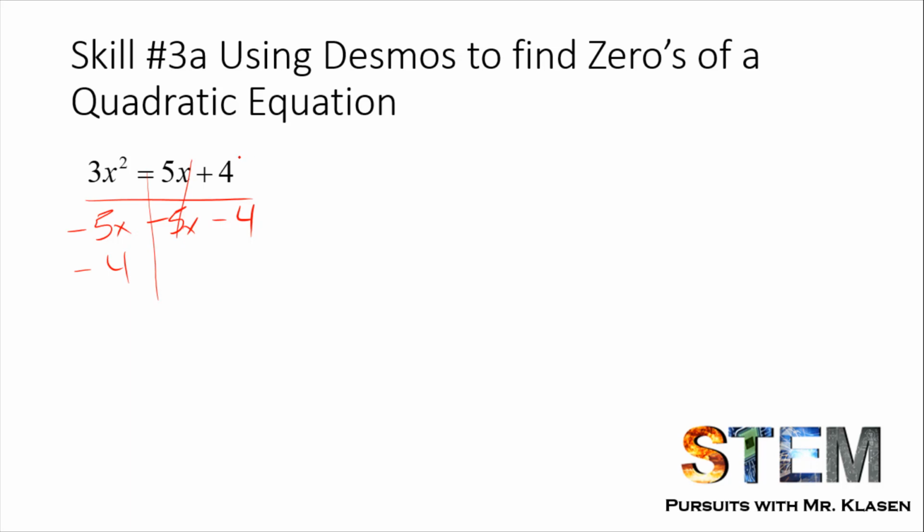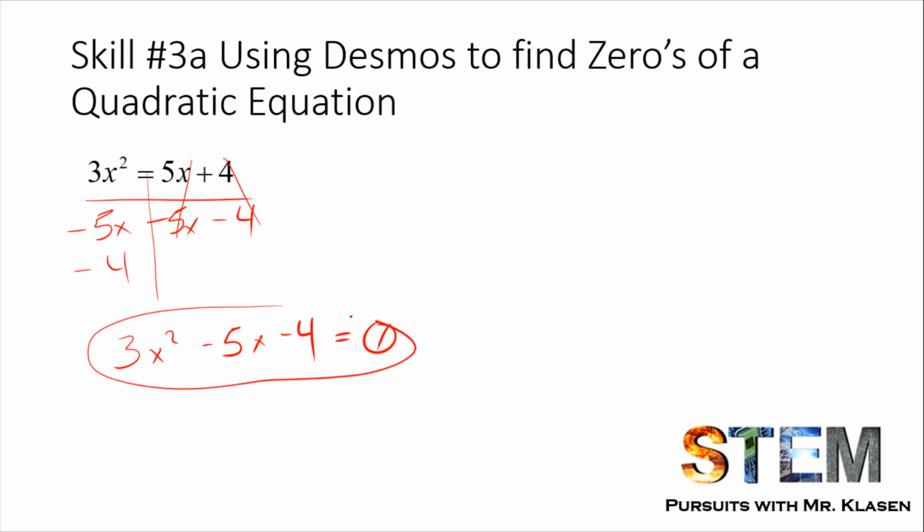Okay, cancel it out, cancel it out. And then we'll get 3x squared minus 5x minus 4, and this will all be equal to 0, okay? So write this down, because what we're going to do is take this equation and go to Desmos, plug it in, and find the solutions for this particular situation. So go ahead and we'll switch over here.